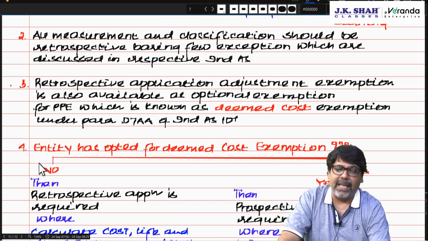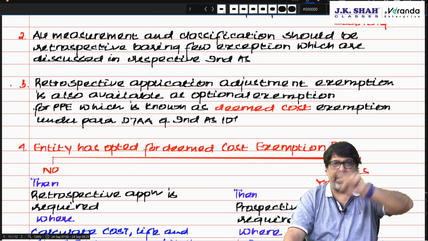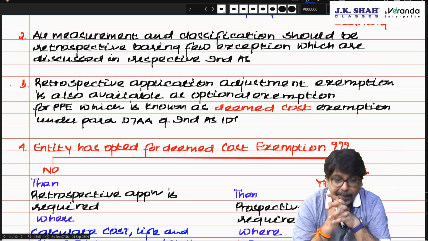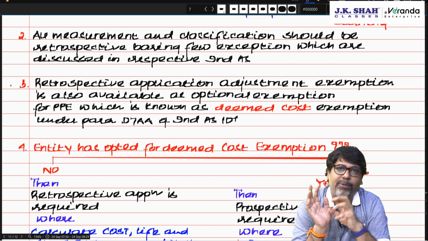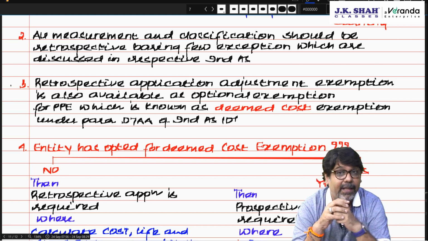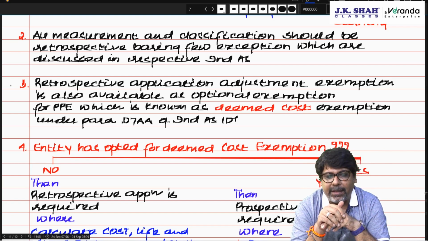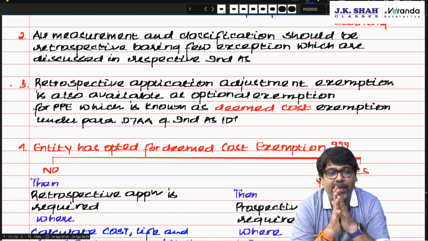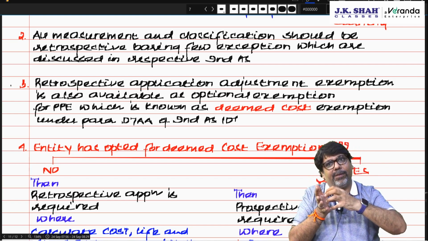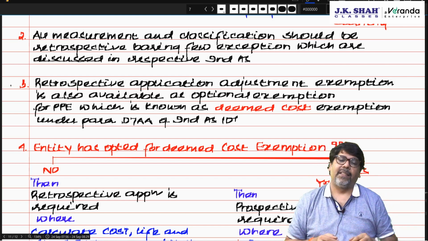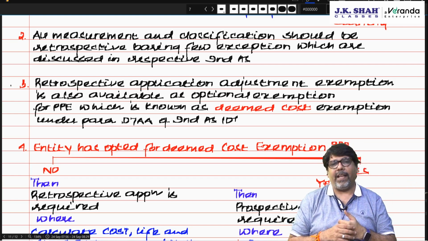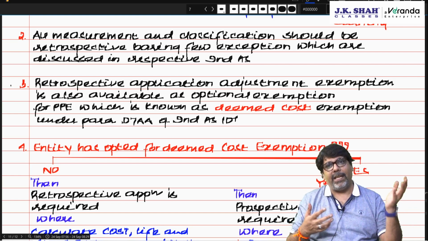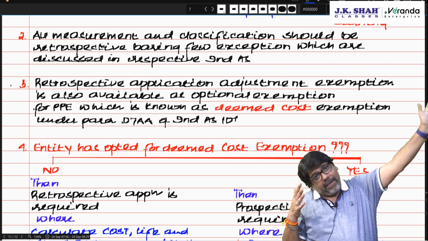All measurements and classification should be done retrospectively, barring a few exceptions which are discussed in the respective Ind AS. Some should be done retrospectively, some should be done prospectively. Let's come to this. Retrospective application exemption is also available as an optional exemption for PPE, which is known as deemed cost. That means PPE also you are supposed to value as per Ind AS. Like in old AS, DSR was not there. Correct. So when you value as per Ind AS, you have to include DSR. So you have to find out DSR as on day one.